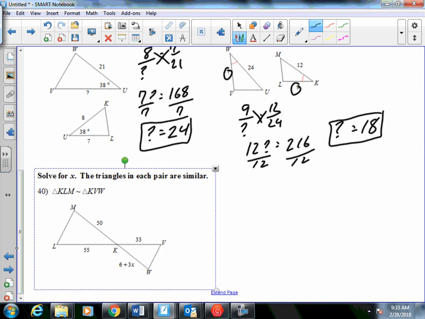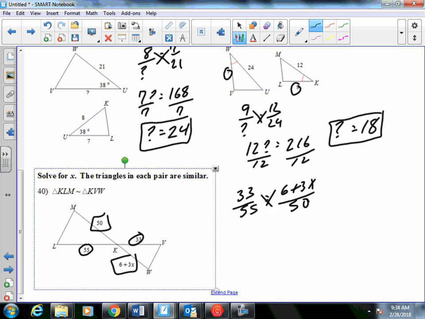And lastly, number 40, solve for x. Triangles in each pair are similar. So KLM, so KL and KV, those go together, which means that 50 and 6 plus 3x go together. So 33 over 55 is going to equal 6 plus 3x over 50. Cross multiply, 33 times 50, going to be 1650.